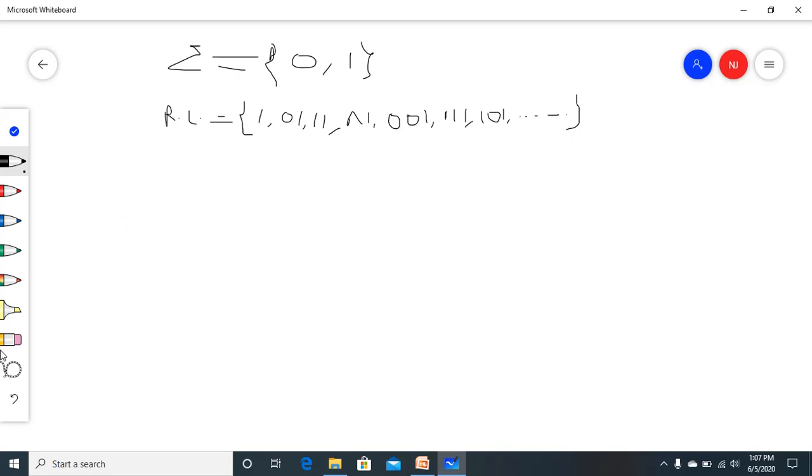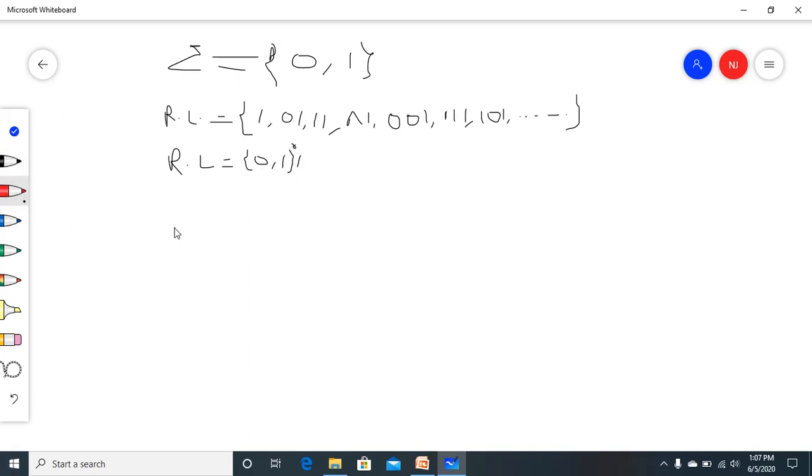But remember that each and every string ends with 1. So the single 1 is our first string of our language. So how do we simplify it? This is a regular language, and we simplify it likewise: the string ends with 1, the starting is either 0 or 1, or any combination of 0 and 1, and that combination we represent by the star here.